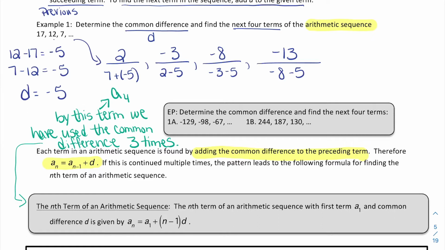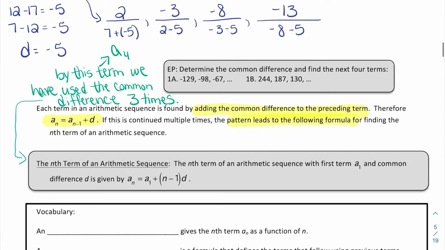If this continued multiple times, the pattern leads to this formula for finding the nth term of an arithmetic sequence, and this is the big guy right here. The nth term of an arithmetic sequence, with the first term being a sub 1 and the common difference d, is given by this.